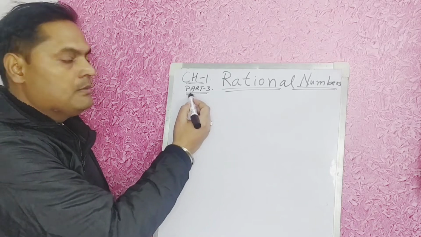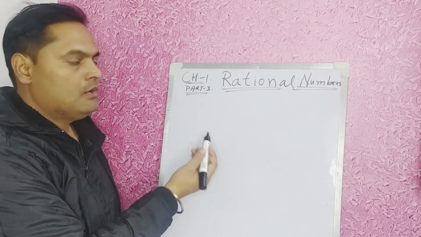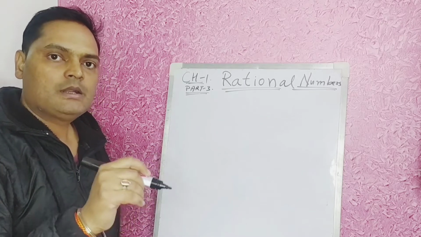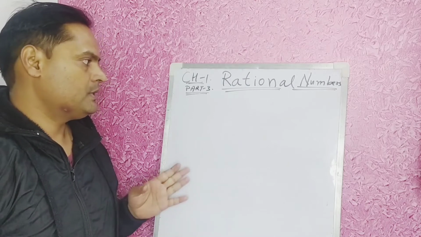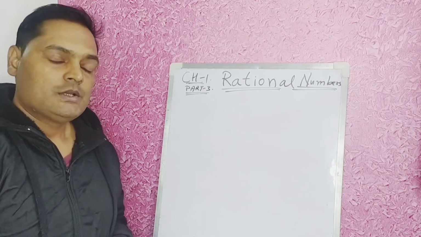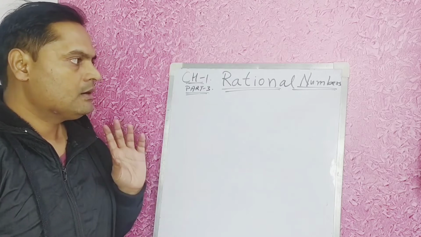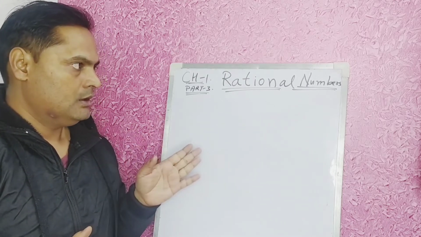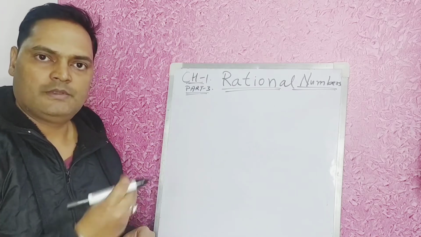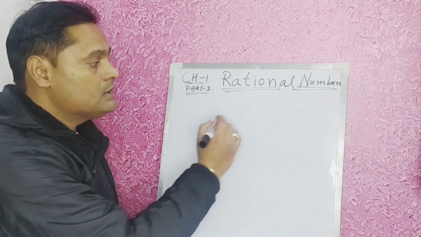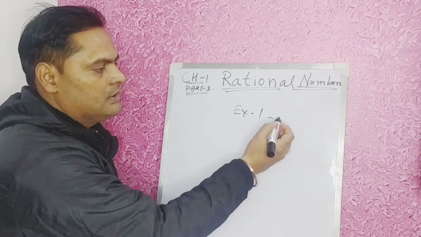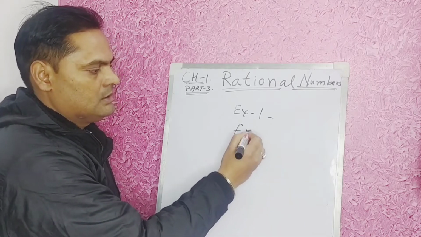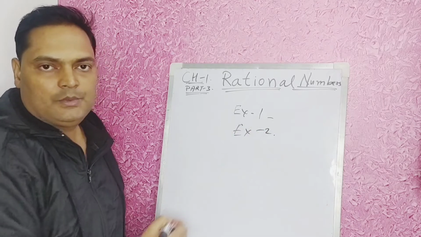But why? The motive behind it is not to complete the chapter, but to make you understand each and every concept of rational numbers. Once you understand the clear-cut things of rational numbers, you will be able to resolve the exercises. We have 2 exercises in this book, 1 and 2.